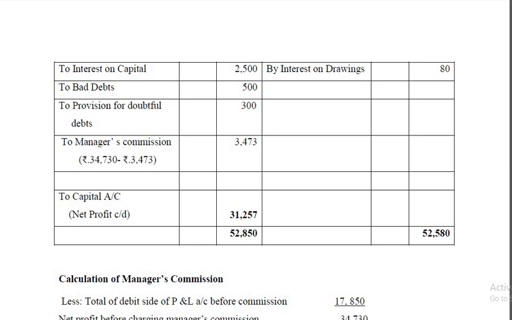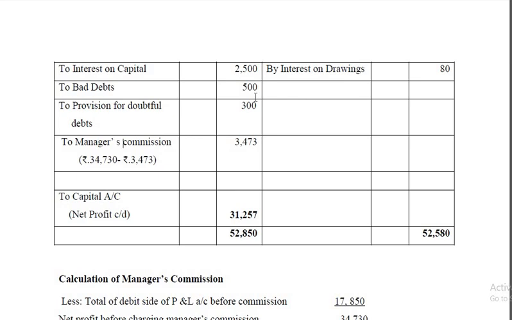Manager's commission, I told you, you have to find out the difference between the two sides. That is nothing but net profit before charging such commission. On that, you have to calculate 10% commission, and it is calculated like this: the difference into 10 by 100. So you will get 3,473, and if you deduct that, then you will get net profit, which is to be taken to the balance sheet capital account. It should be added to capital account.